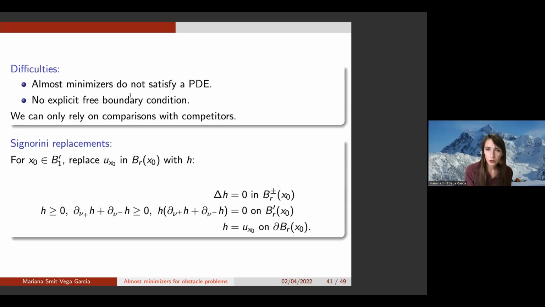In the case of the Signorini problem, we shouldn't look at harmonic functions, but rather Signorini replacements. So we are looking at a ball, and we're going to replace our function u, the almost minimizer, by a function that solves the Signorini problem in that ball with boundary data u. So it will be harmonic on the upper and lower part of this tiny ball, but it's going to have to satisfy some other conditions on the flat portion of the boundary.